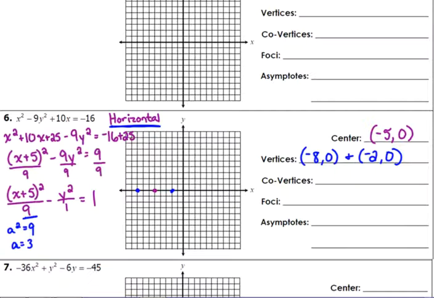Our co-vertices are b units away from the center. So b squared is equal to 1, so b is equal to 1. So we go up 1 and down 1. They're very close to our center. So negative 5, positive 1, and negative 5, negative 1.